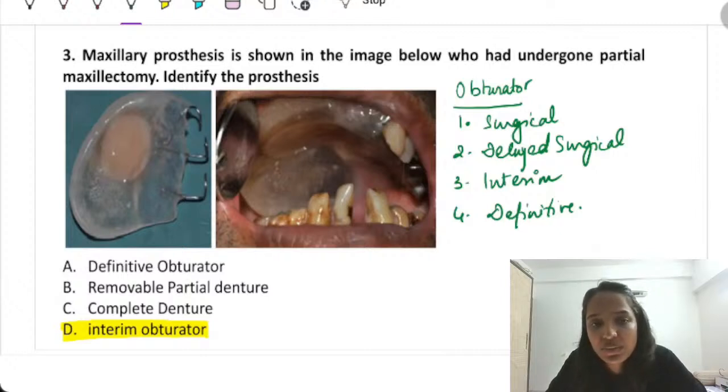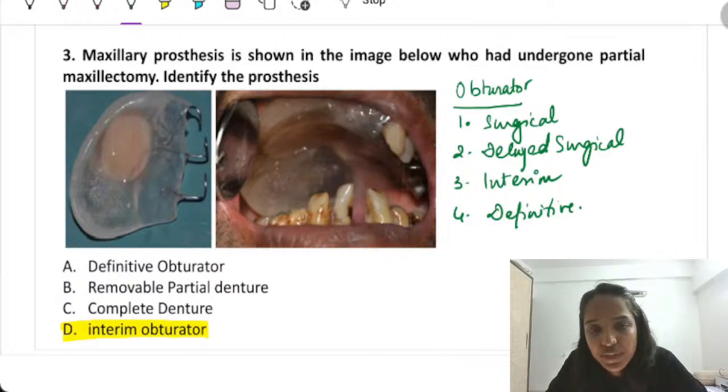Say for whatever reasons, the patient did not come to you before surgery, or the plan of surgery changed during the OT, and then your surgical obturator does not fit properly into the maxillectomy defect. Almost 7 days after your surgery, you make another impression and fabricate a plate for your patient, which is an obturator plate that is called a delayed surgical obturator.